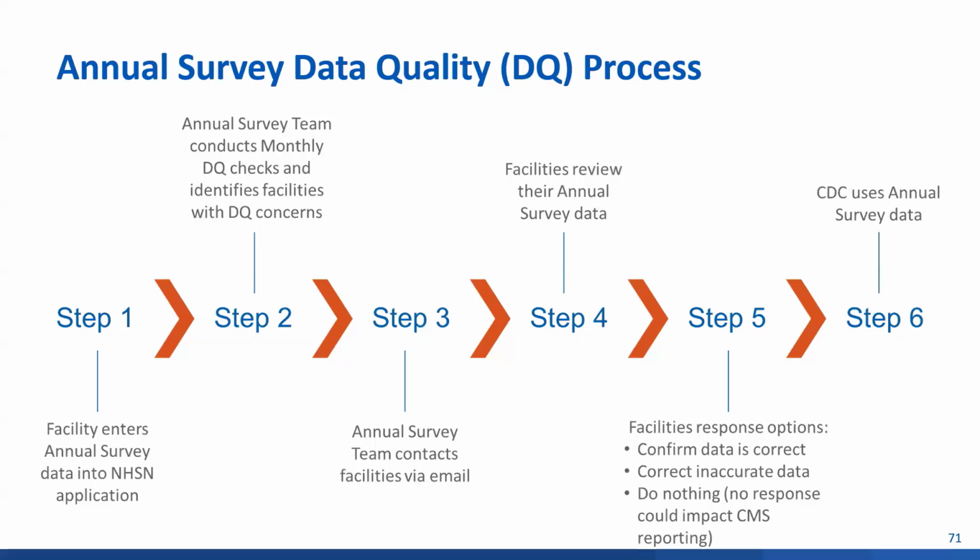This image shows the steps for the data quality process. First, a facility will enter the annual survey data into the NHSN application. Next, the survey team conducts monthly data quality checks and identifies facilities with data quality concerns. Then the annual survey team will contact those facilities via email. Facilities will then review their data. When responding to the survey team, facilities can confirm that the data are correct, they can correct inaccurate data, or they could not respond, which could impact their CMS reporting. Lastly, CDC uses the annual survey data. Next slide.